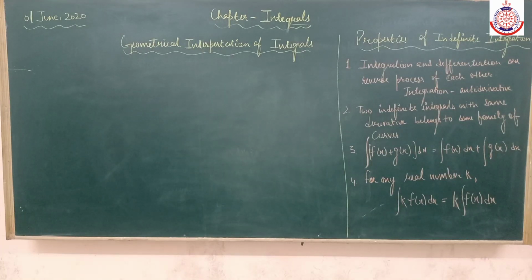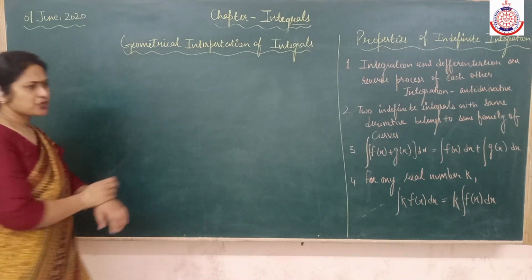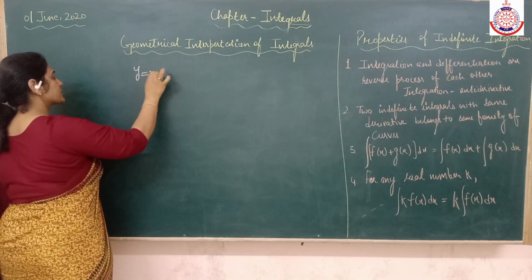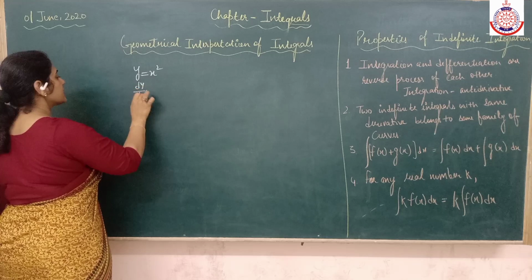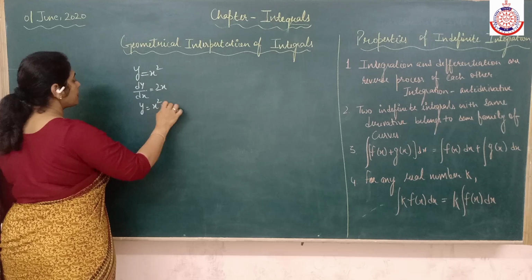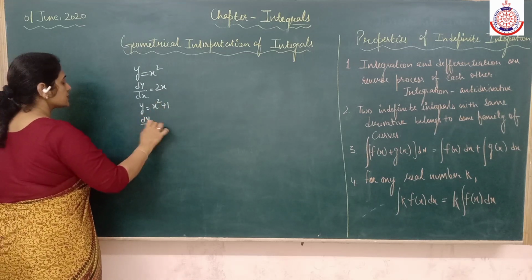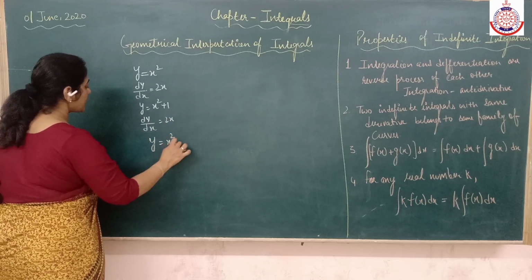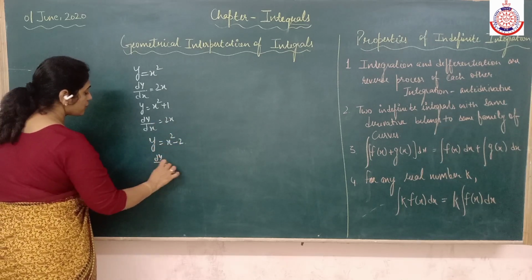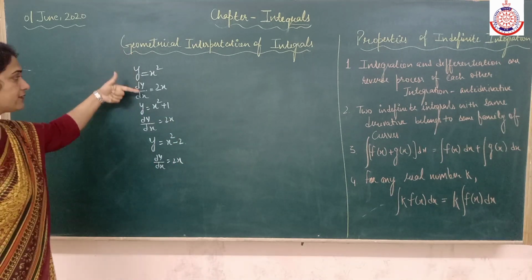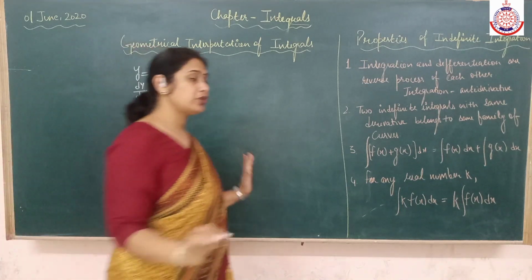Let's start with geometrical interpretation of integrals. Now geometrical interpretation of integrals we have already discussed. If I have y is equal to x square, dy upon dx is equal to 2x. If I have y is equal to x square plus 1, dy upon dx is equal to 2x. If I have y is equal to x square minus 2, dy upon dx is equal to 2x. Now all these functions are giving me the same derivative. This is what we have already discussed.